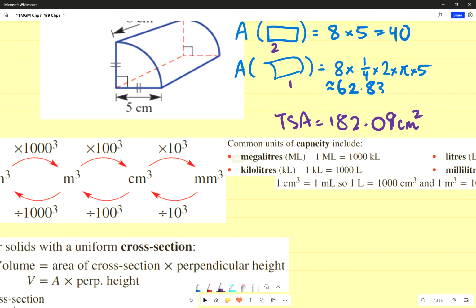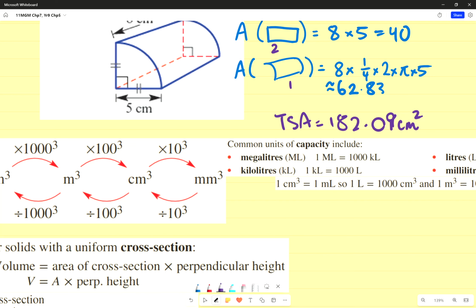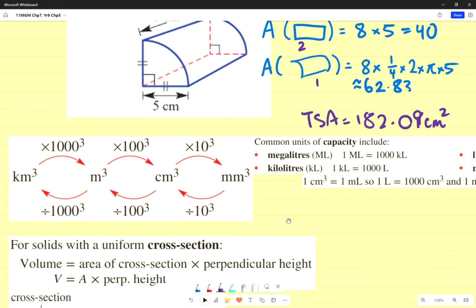There are a couple of things that we need to know. Now, this one over here, on the left-hand side, you can see that you've got a conversion. So you should have the conversion between kilometers, meters cubed, etc.